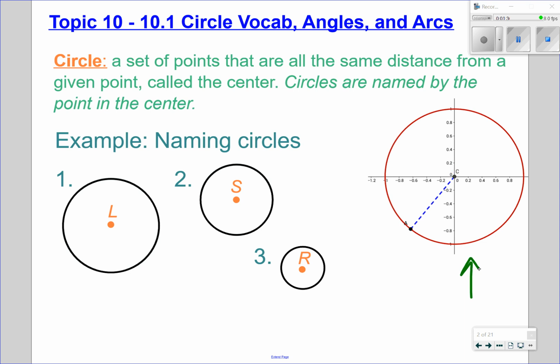Okay, the circle or the outer line part of that circle is also known as the circumference, the distance around. C is the center point. When naming a circle, we name them by the center point. And just like everything in geometry, we have a symbol for a circle.